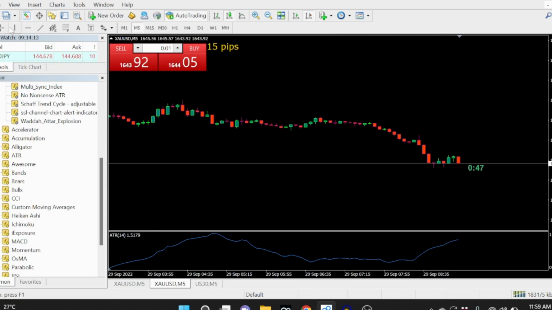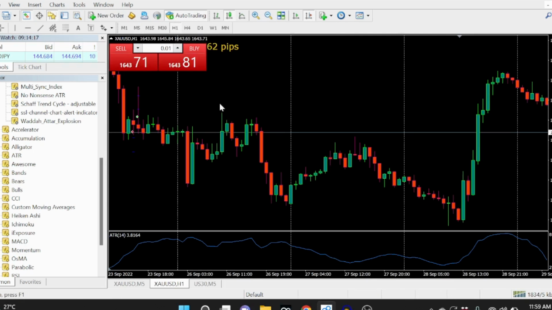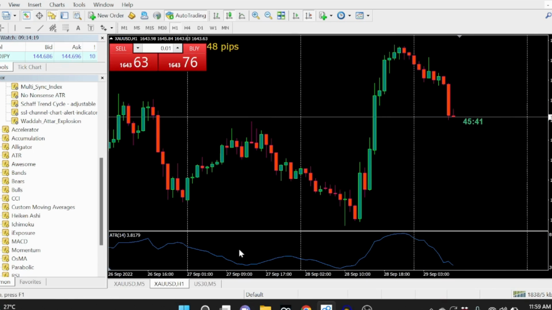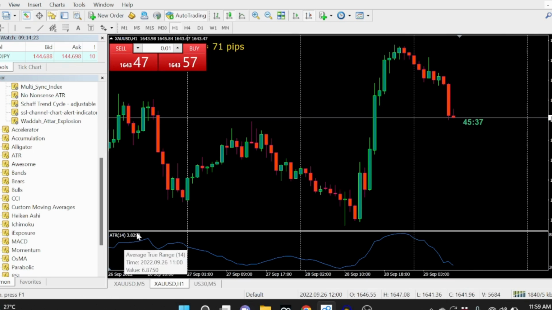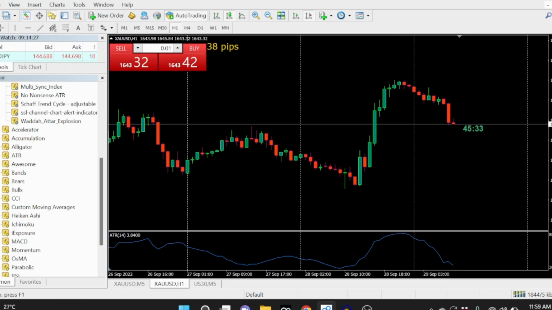It keeps on changing over time. If you go into the 1 hour chart, you can see it changes, right? In 1 hour it's traveling like 38 pips per hour. It's an average range. So how do we use it? For a stop loss we take 1.5 ATR into account. It is a very standard practice.